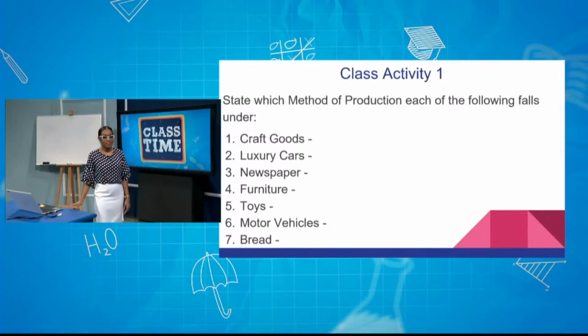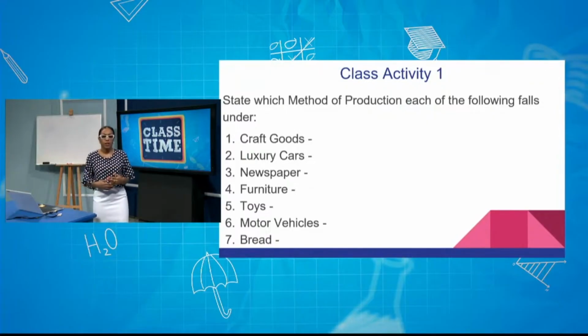Motor vehicles. What is motor vehicles? Which one of the method of production? Because we look at luxury cars and we mentioned that it would have been job. But what about motor vehicles? Flow production. Very good. What's the difference though? Right? Luxury cars, motor vehicle.